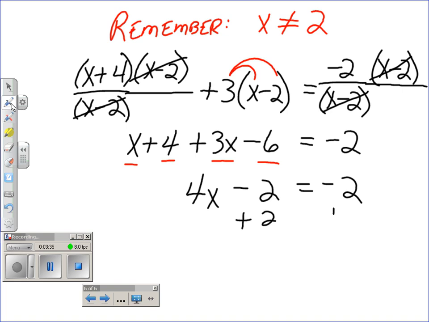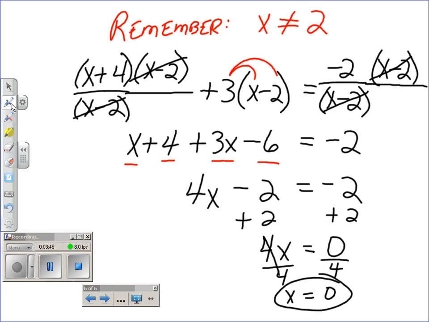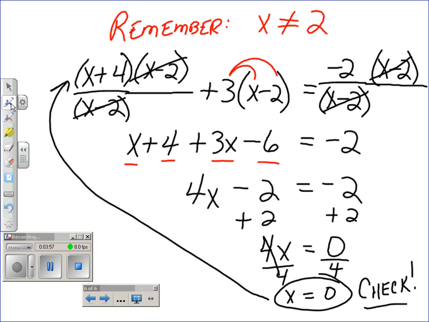Then we add 2, and we get 4x equals 0. And divide each side by 4 to get rid of that 4. And x equals 0. Now, when I say check, I mean a couple things. I mean, plug it back in and see if it works. So you would go back to your original equation and plug it in and see if it works. But I also mean check to make sure it's not the bad number. Remember, our answer could not be 2. Now this checks out. It's not 2, so 0 is probably a good number. We just need to plug it back into the equation and make sure it works, and we're done.